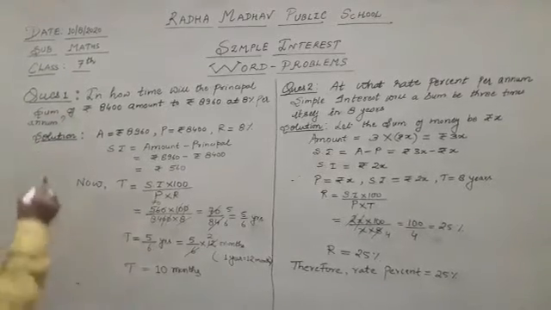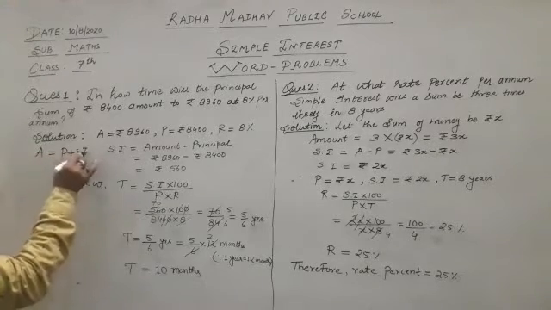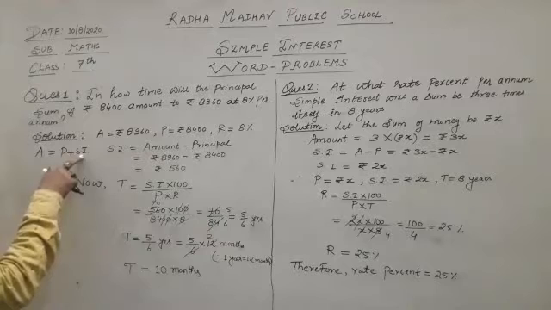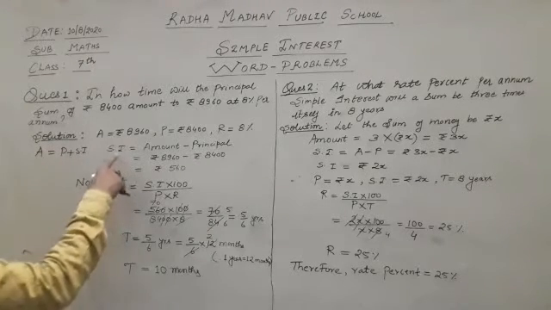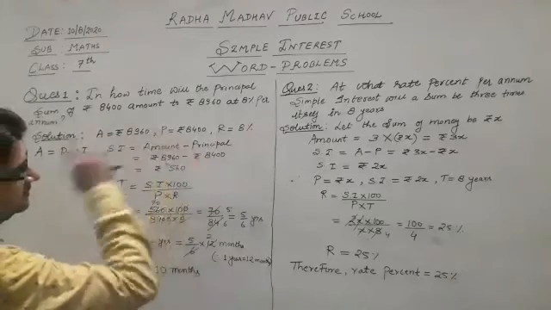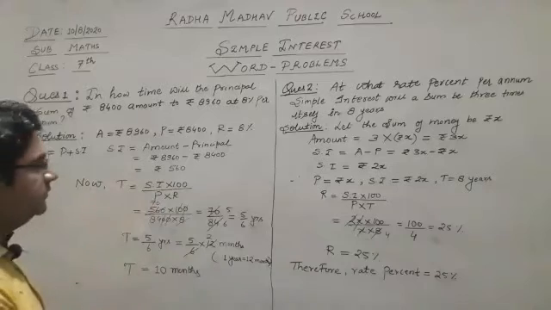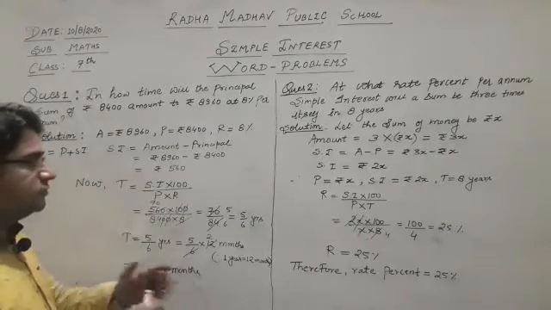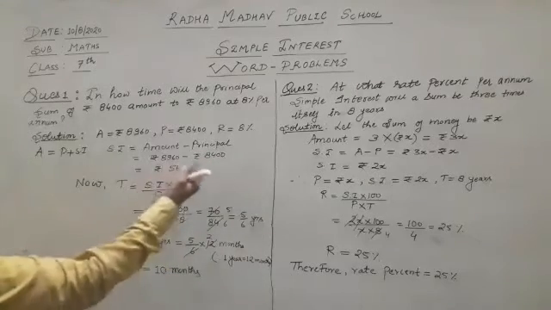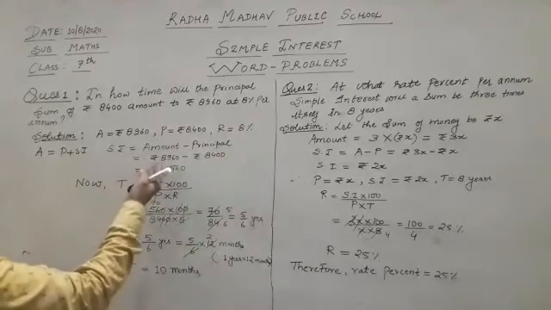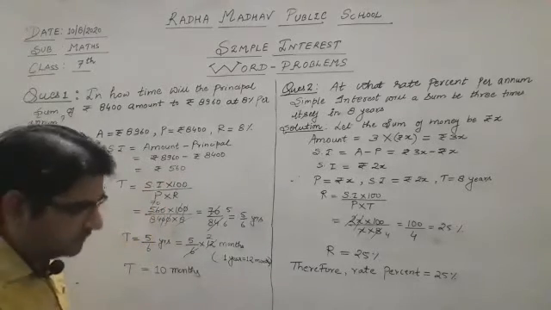So we know that amount is equal to P plus SI. So to find out the SI, transposing this principal to left hand side, the formula will be SI equal to amount minus principal. So we can calculate simple interest by this formula also if the amount and principal is given to you. So subtracting 8,400 from 8,960, we get 560 rupees.